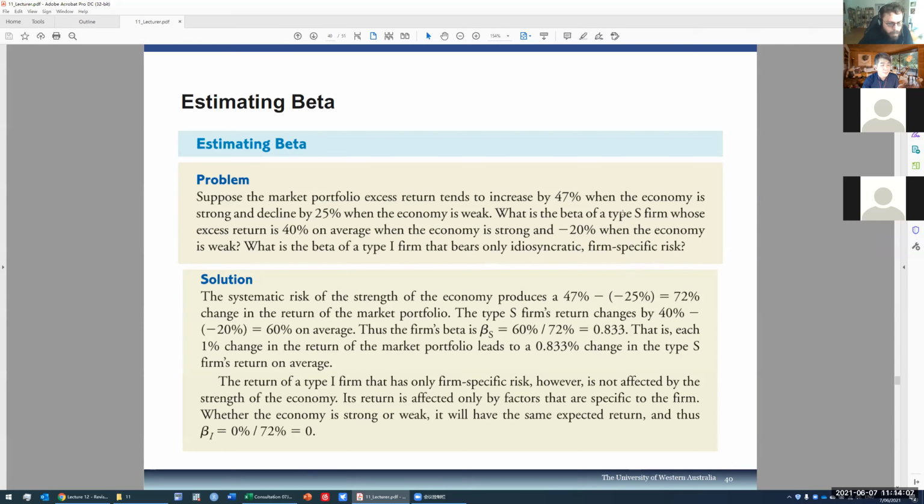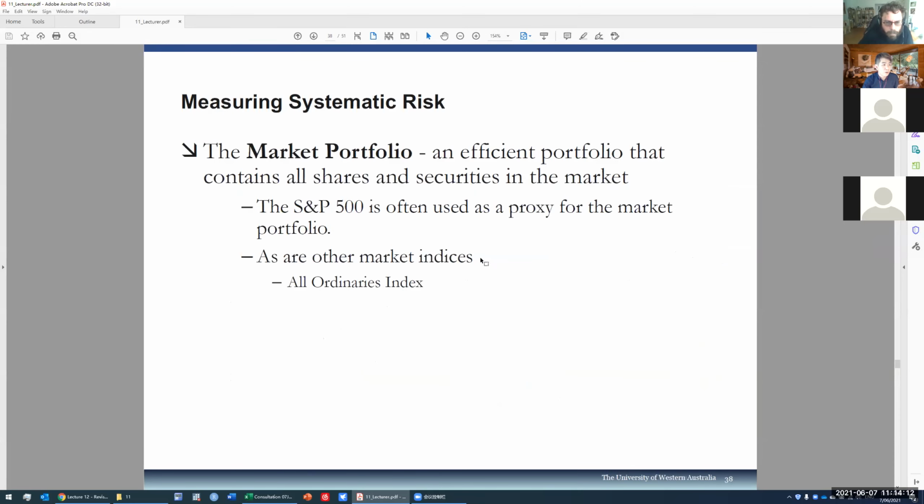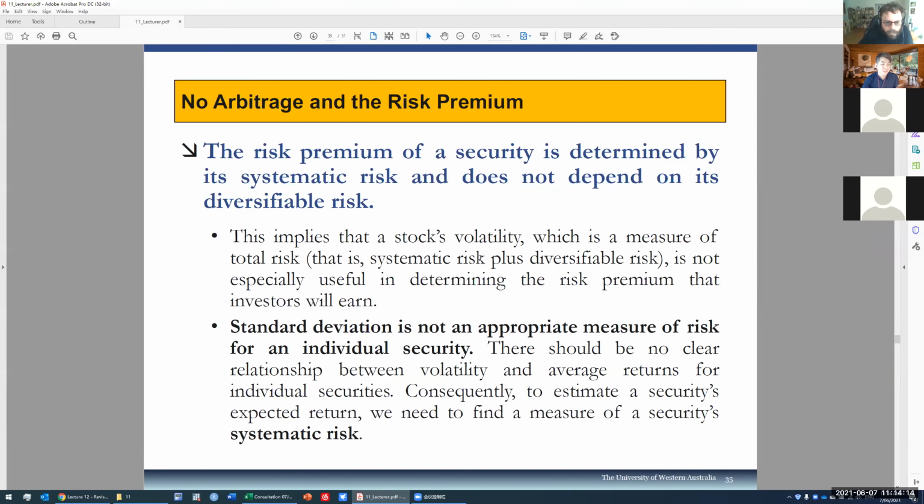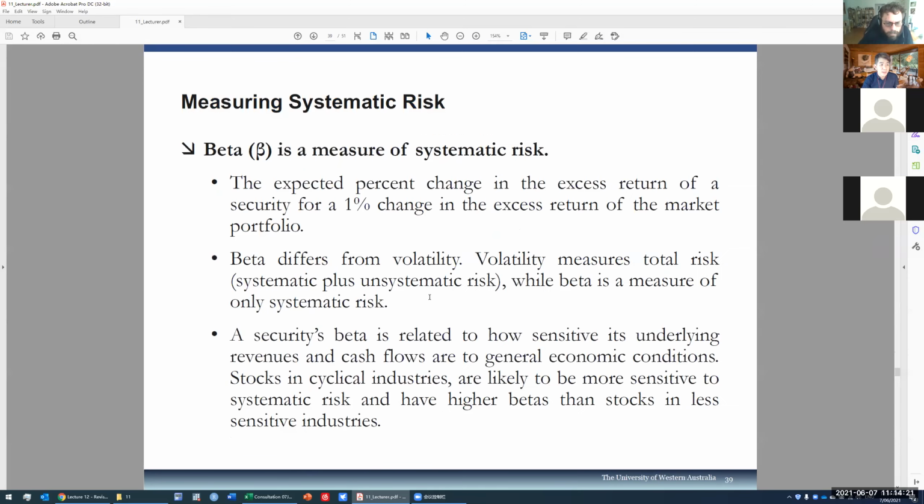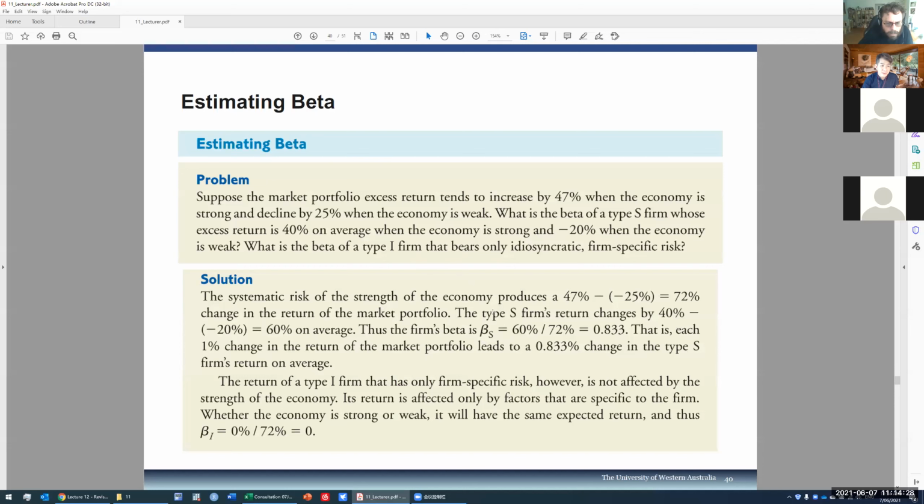So here, this one is coming from an S firm. And what is an S firm? An S firm is only exposed to systematic risk, which we don't have in real life. That's why I didn't teach this. When I was teaching this unit by myself, I didn't teach the way you calculate beta, because it makes it confusing for students, since we don't see type S firms in real life. We have firms that are exposed to both systematic risk and firm specific risk.